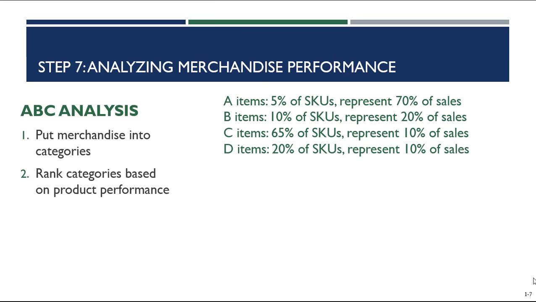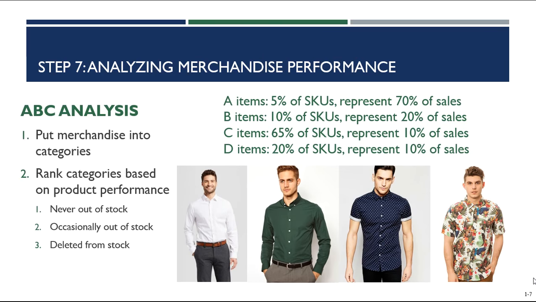Okay. Let's do another example. Let's talk about men's dress shirts. So if I'm doing this for men's dress shirts, I might have my A items. And so that might be a long sleeve white button down, a long sleeve blue button down, the two most common colors of men's dress shirts that you'll see because they go with all kinds of ties, right? So those are my A items. There are 5% of SKUs that represent 70% of sales, and I'm going to make sure that those are never out of stock. Okay, so I'm definitely keeping them, and I'm going to make sure they're never out of stock.